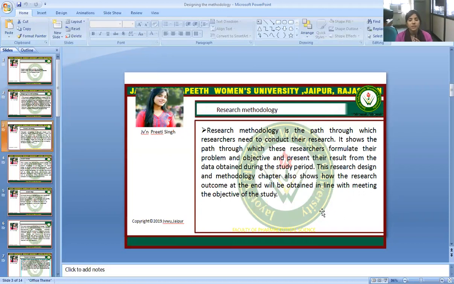Research methodology. Research methodology is the part through which researchers need to conduct their research. It shows the path through which these researchers formulate their problem and objectives and present their result from the data obtained during the study period. This research design and methodology chapter also shows how the research outcome at the end will be obtained in line with meeting the objective of the study.